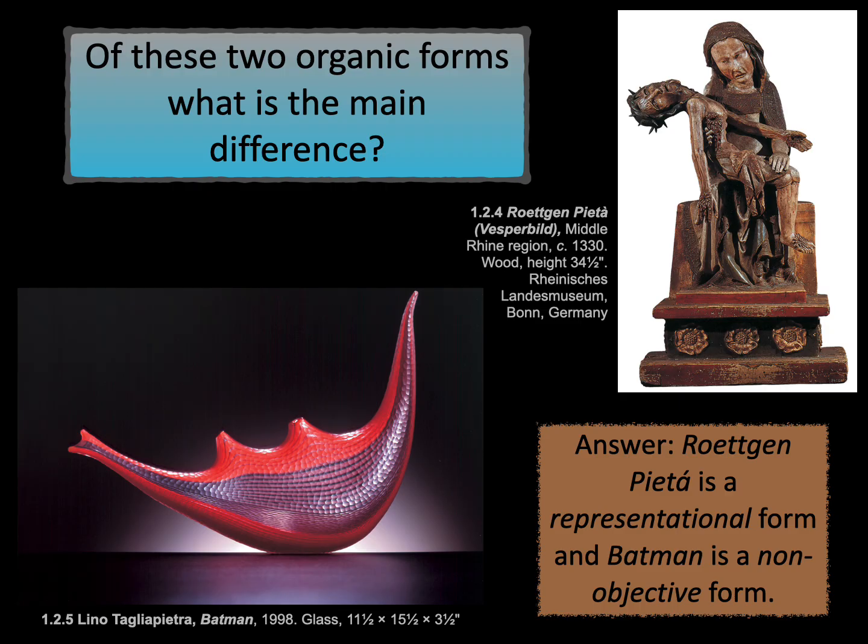Let's put these two forms together and contrast them. What is their main difference? They are both organic, yet they are very different in subject matter. Remember the three categories of subject matter? Representational, abstract, and non-objective? The Rodin Pieta is a representational form. In Batman, we don't recognize the shape of the sculpture as anything we've seen in our world, so it's non-objective, meaning it doesn't look like a recognizable object.